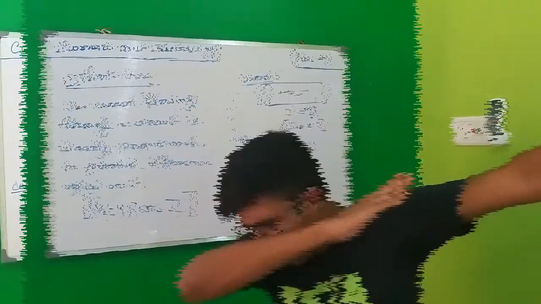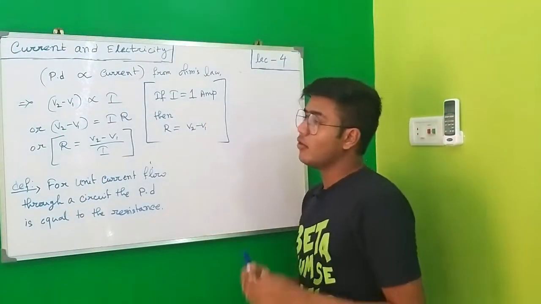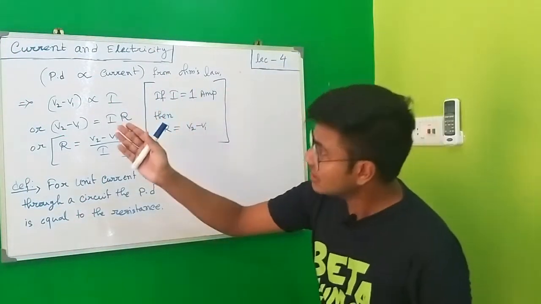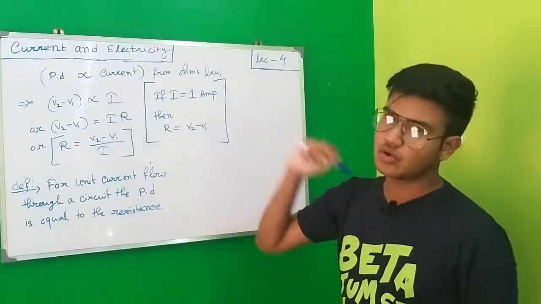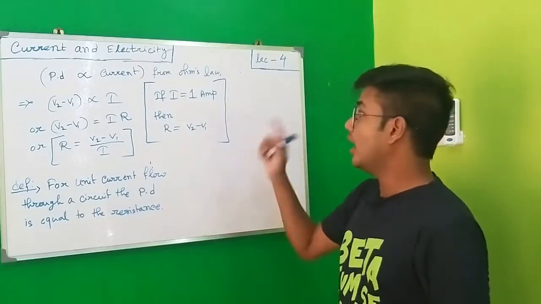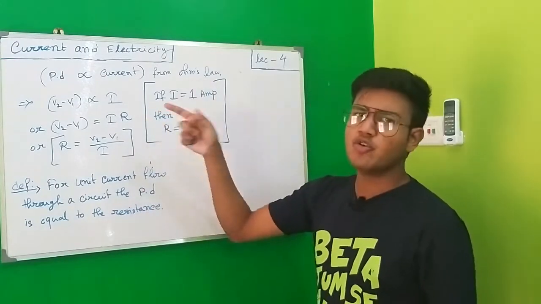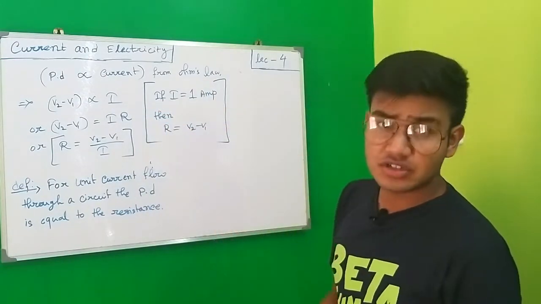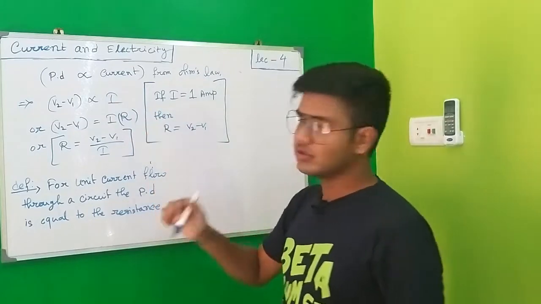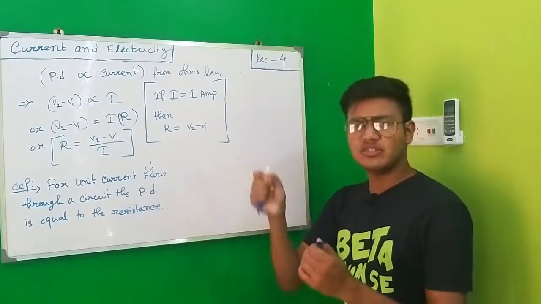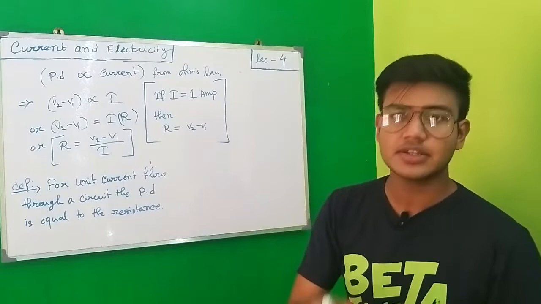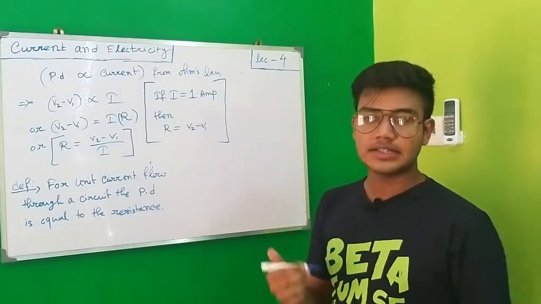Right now we just learned that potential difference is directly proportional to current in a circuit, and that is by Ohm's law. If you want to make it an equality, then you need a constant term R. That is why I am taking a constant term R, which is known as resistance.